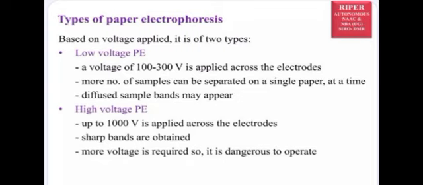Second one, high voltage paper electrophoresis. It means up to 1000 volts is applied across the electrodes. Sharp bands are formed, whereas in low voltage the sample bands may only appear. But in high voltage paper electrophoresis, sharp bands are obtained. More voltage is required, and it is dangerous to operate. These are the types of paper electrophoresis.